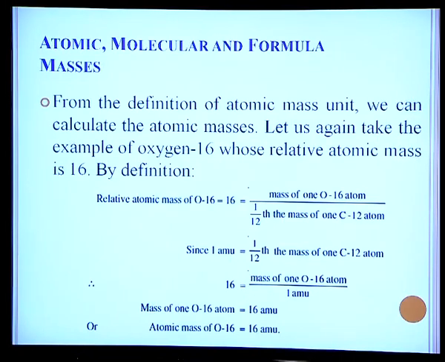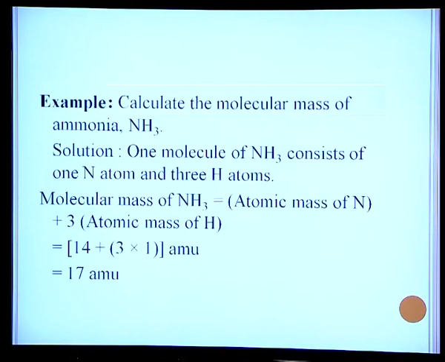For example, you can calculate the molecular mass of ammonia. You should be clear here about the atomic mass of nitrogen and the atomic mass of hydrogen. One molecule of ammonia consists of one atom of nitrogen and 3 atoms of hydrogen. So the molecular mass is the atomic mass of nitrogen, that is 14, plus 3 hydrogens, that is 3 into 1, so 14 plus 3 is equal to 17 AMU.